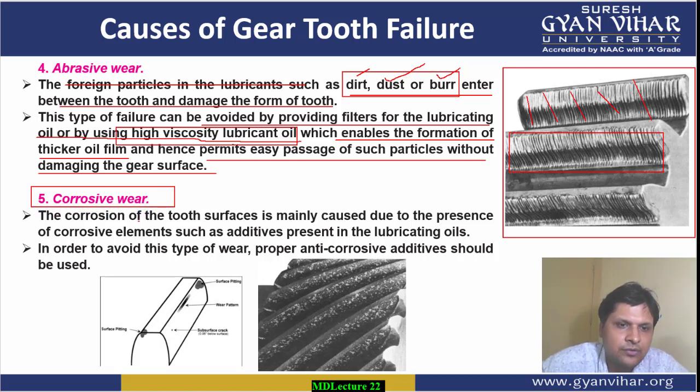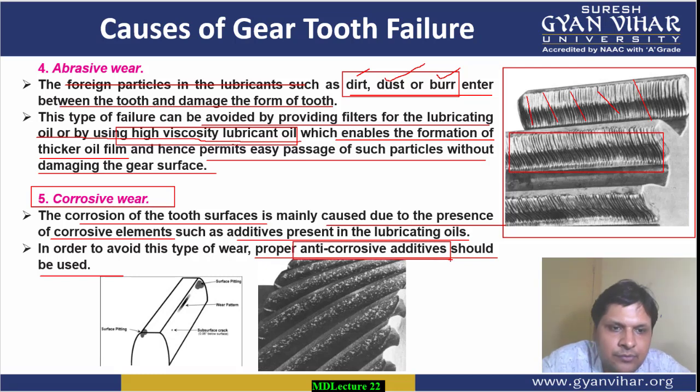And what is corrosive wear? The corrosion of the tooth surface is basically caused due to the presence of corrosive elements. And corrosive elements are what? Additives present in lubricating oils. In order to avoid this corrosive wear, proper anti-corrosive additives should be used in order to remove the corrosion.